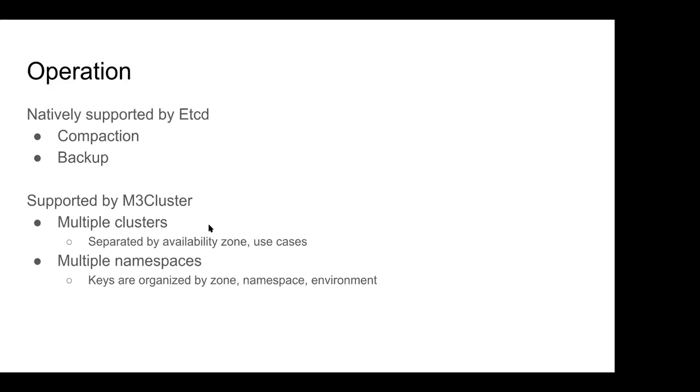All of those are managed by M3 cluster. So whenever we look up a key, you provide a zone, a namespace, and an environment, and then the M3 cluster will be able to look up which etcd cluster it should route this request to, and then perform the read or write to that cluster. That's pretty much how we use etcd in M3. We've been using it for over a year now. We've been very happy with it. I want to thank you guys for making such a great product.